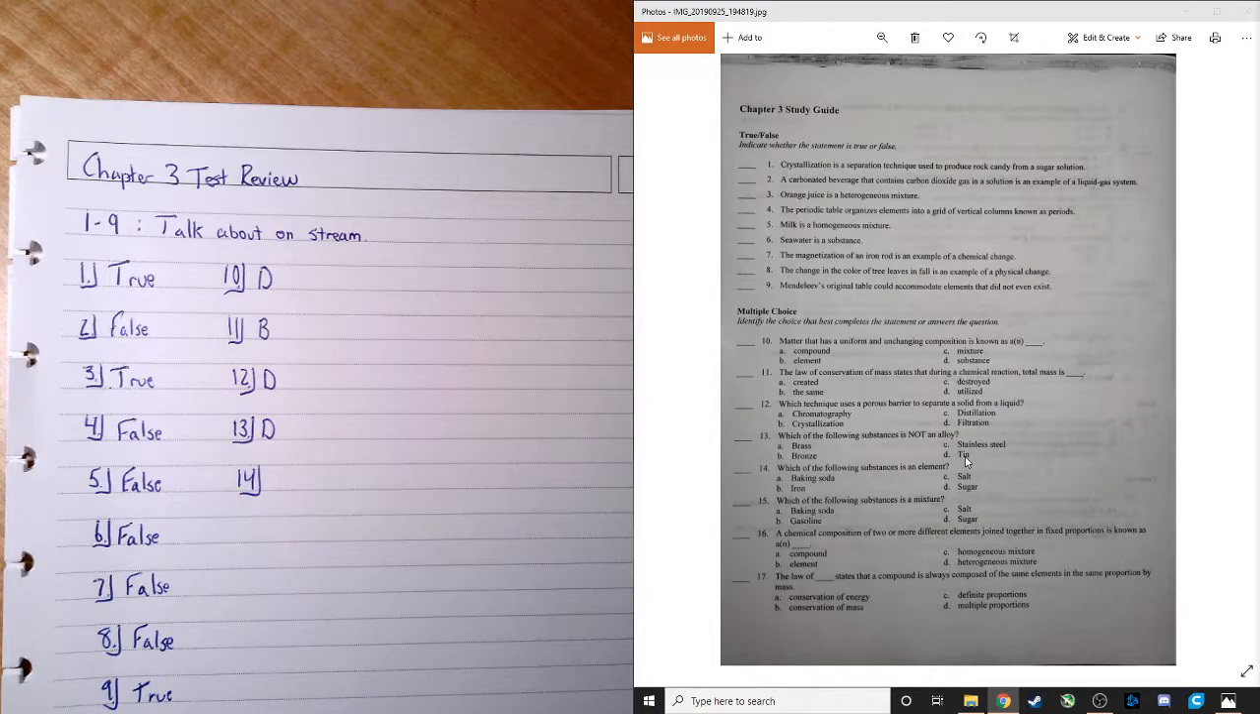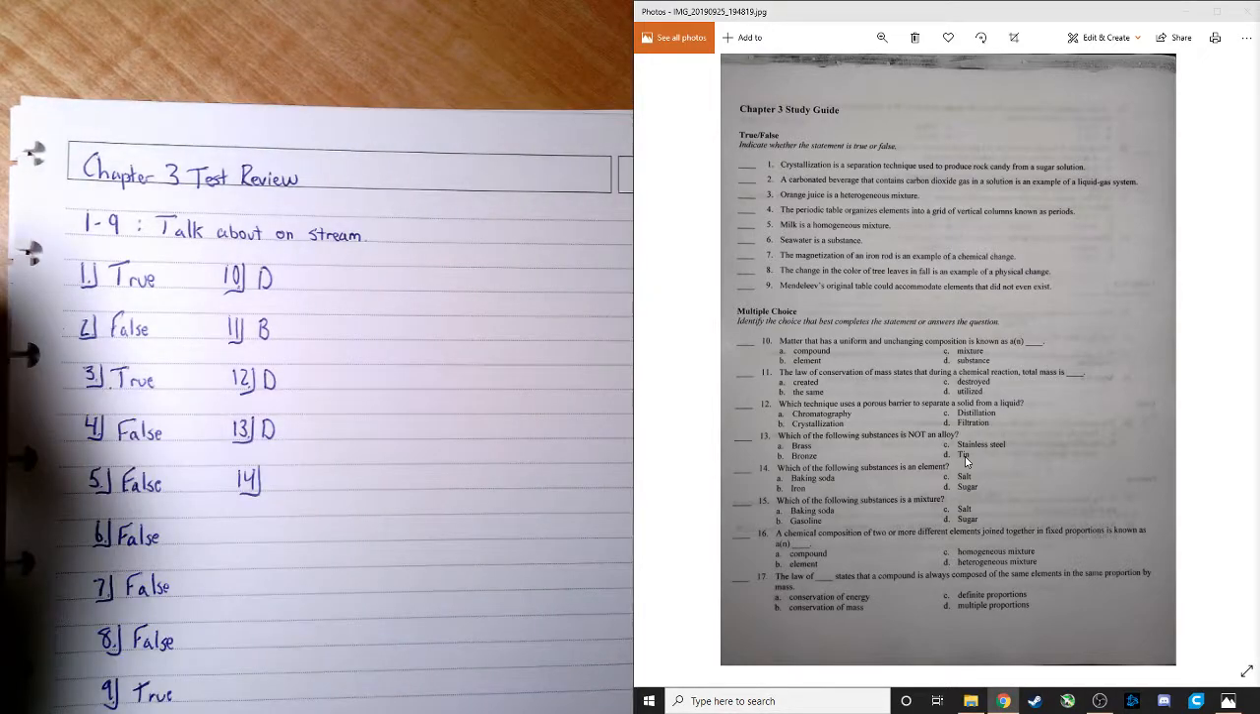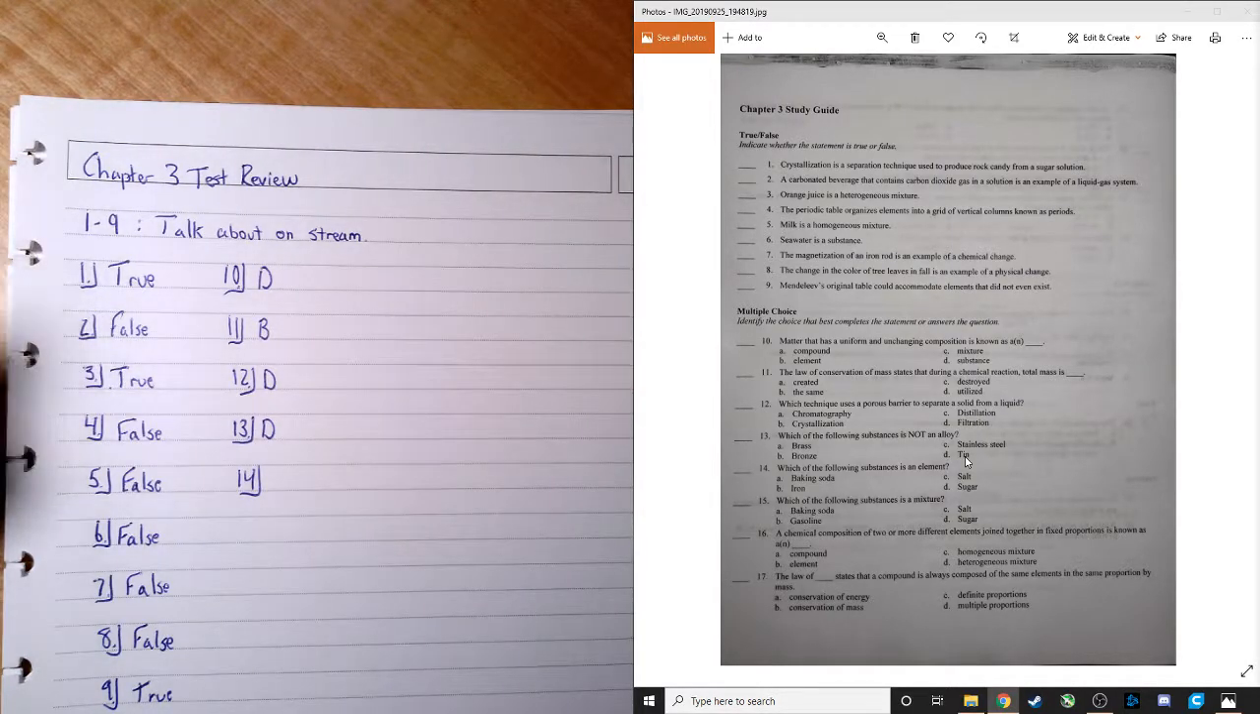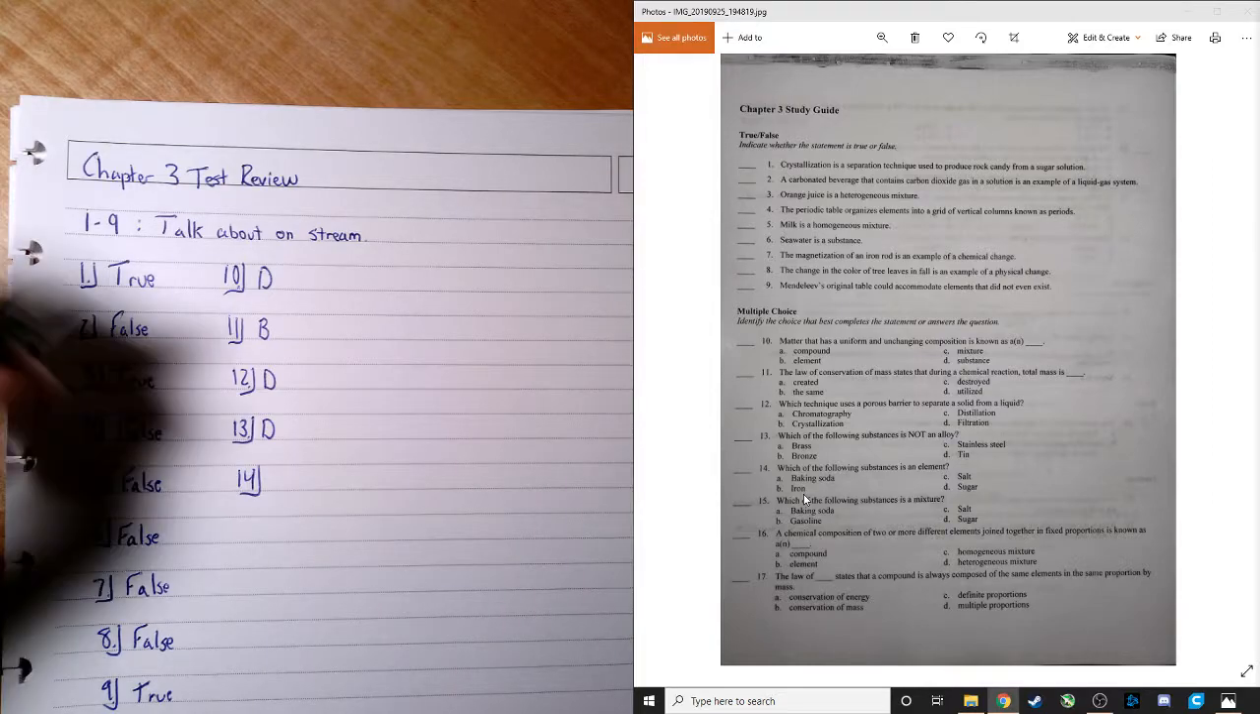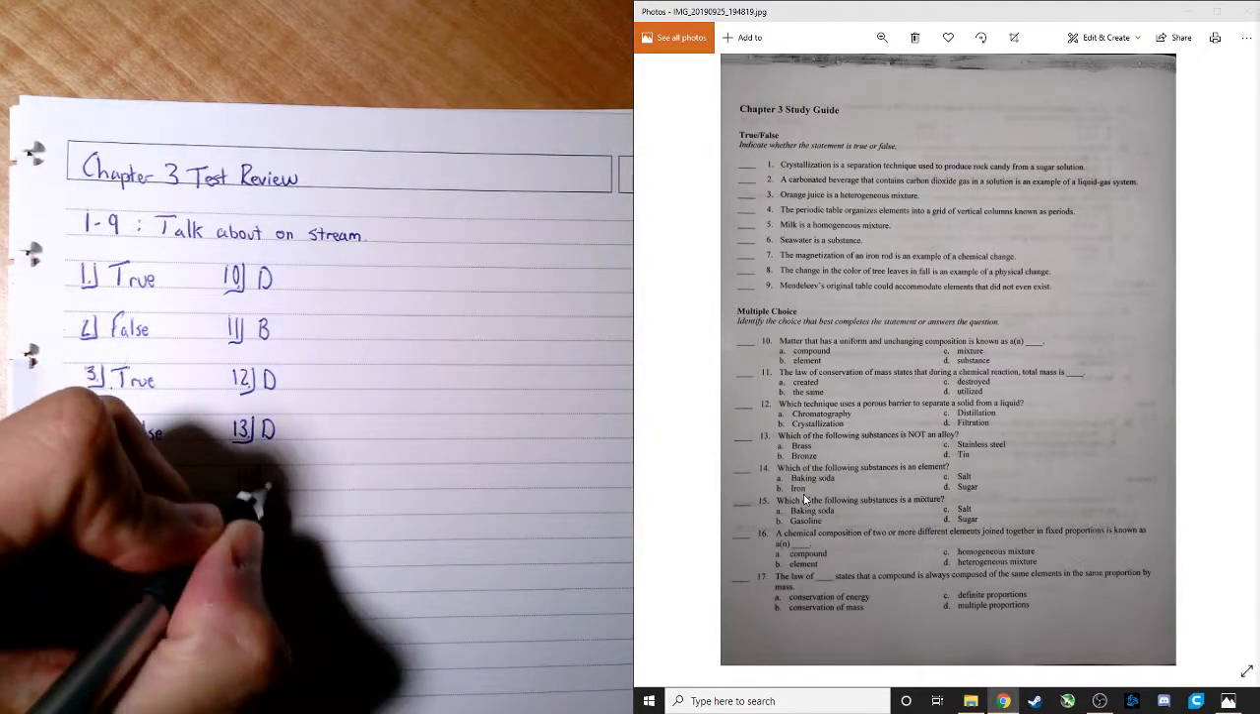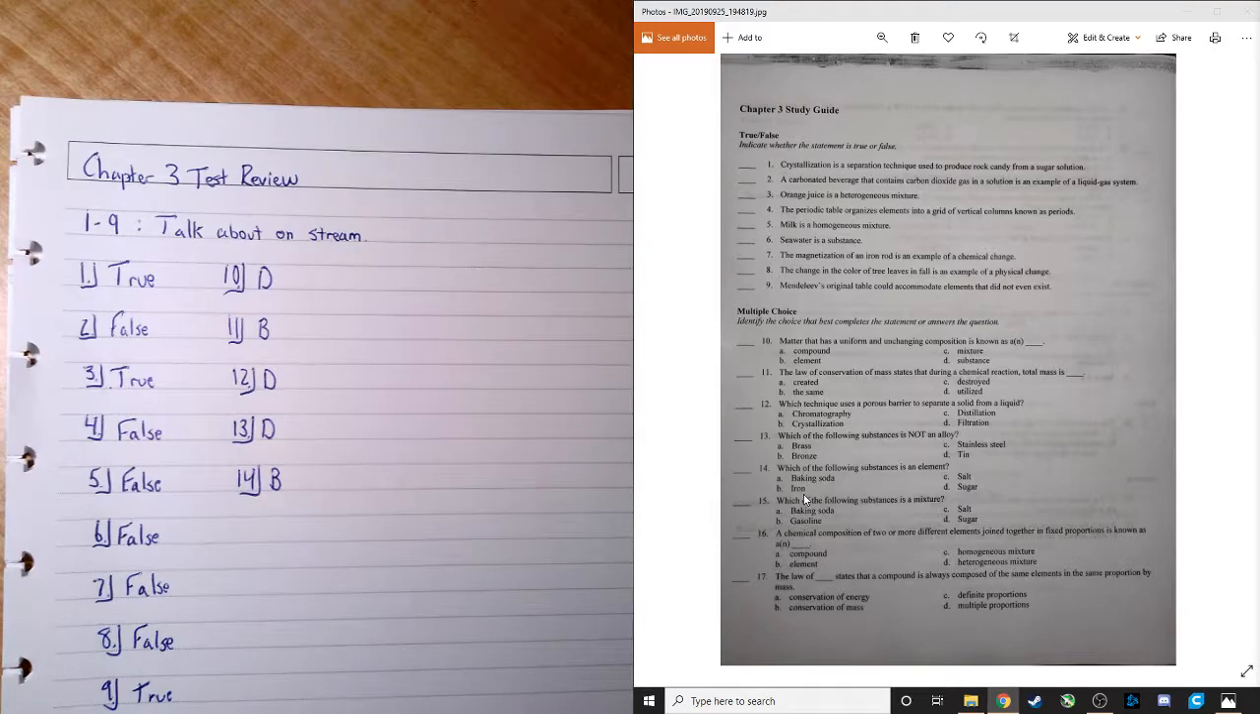Number 14 says, which of the following substances is an element? Same as the last question. Look at the periodic table. Baking soda is not an element. Salt, not an element. Sugar, not an element. Iron, its symbol is Fe. So therefore, it's an element. Therefore, choice B is your answer.